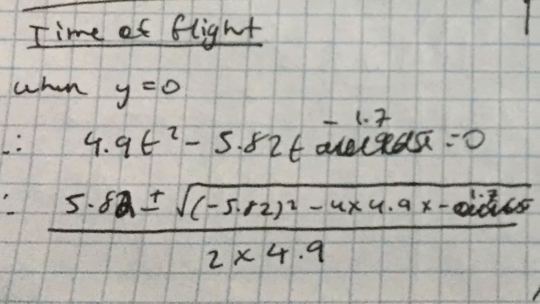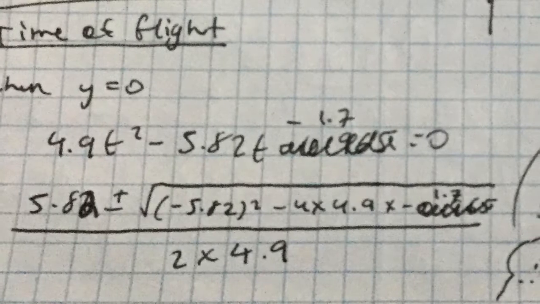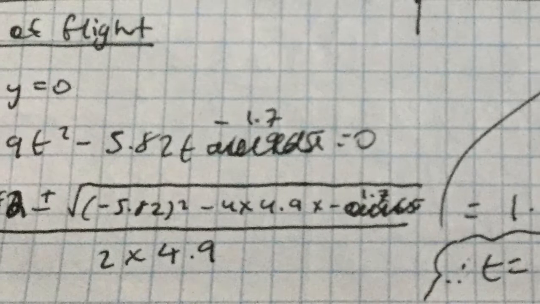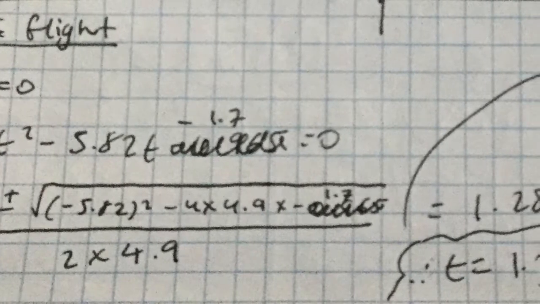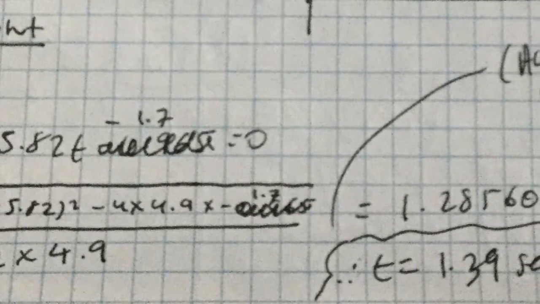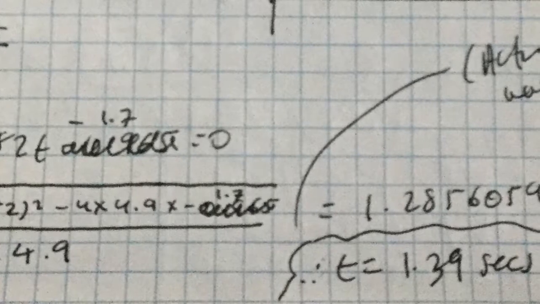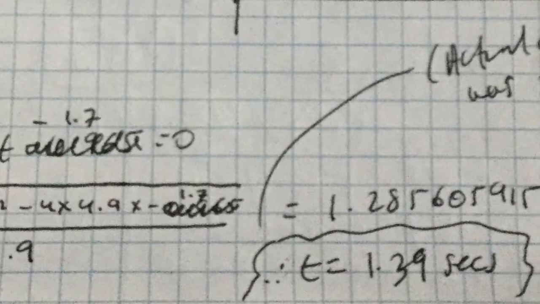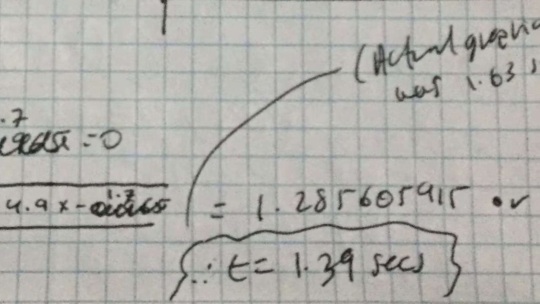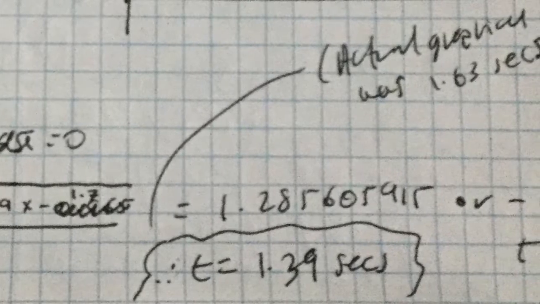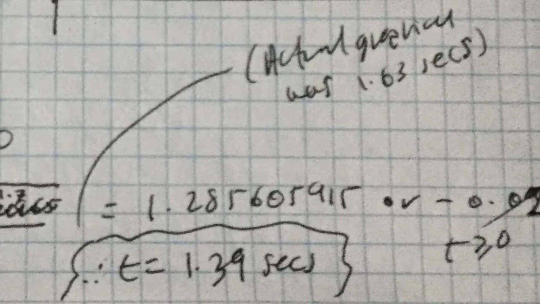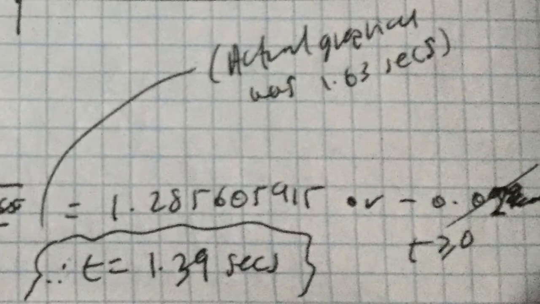Now for my time of flight calculation, I made y equals 0 and I solved the quadratic equation using the quadratic formula. My end result was t equals 1.39 seconds, and I had two values, one positive and one negative, and obviously we disregard the negative because time must be greater than or equal to 0. So my calculated time of 1.39 seconds compares to the graphical data, which says 1.63 seconds, and in fact that's a very small difference, and it just shows how accurate we were in calculating our vertical and horizontals.